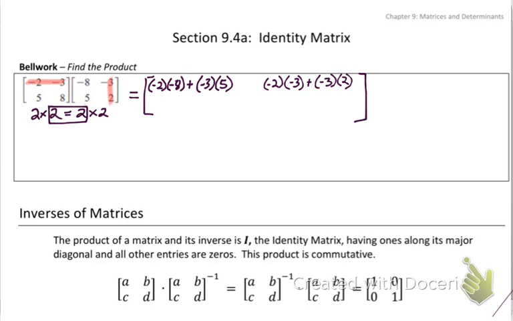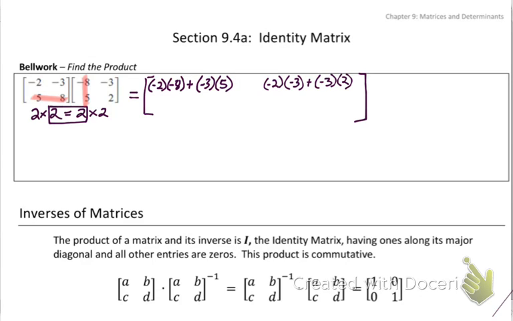Because now we're going to move to our next row, which is a 5 and an 8. So with that 5 and 8, we're going to do the exact same steps. We're going to multiply 5 and 8 by that negative 8 and 5. So we're going to do 5 times negative 8 plus 8 times 5. Then we're going to leave a space and do 5 times negative 3 and 8 times 2.